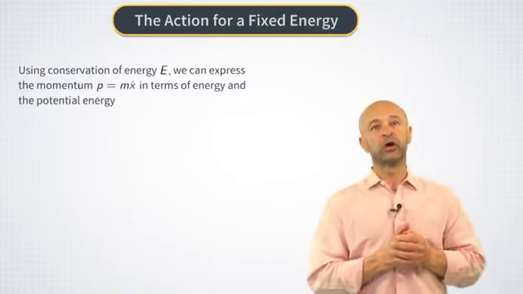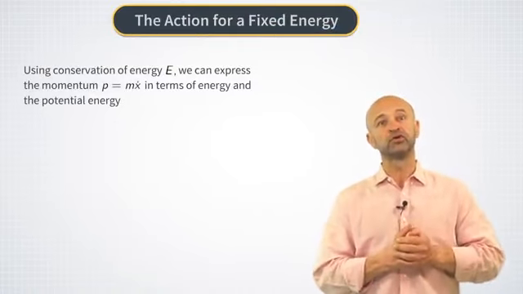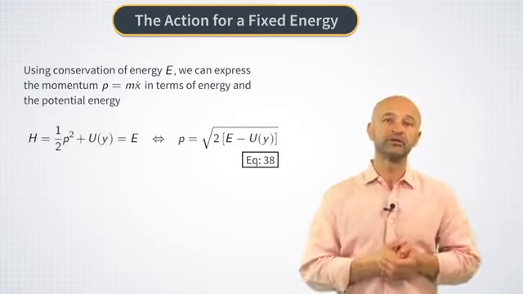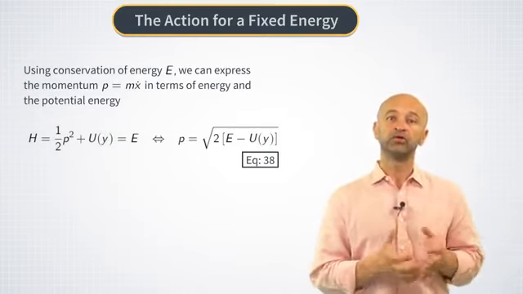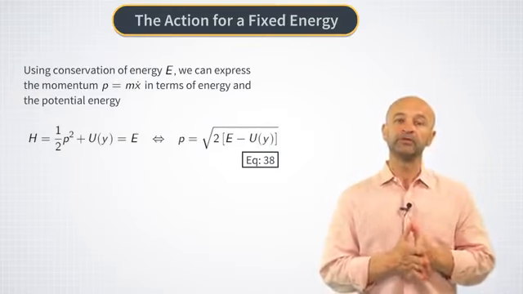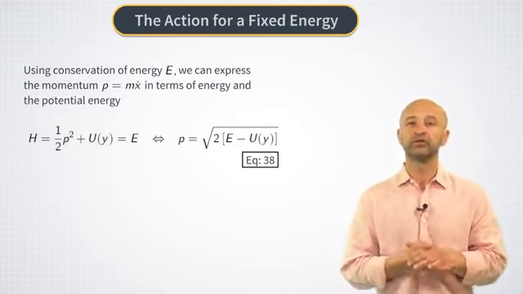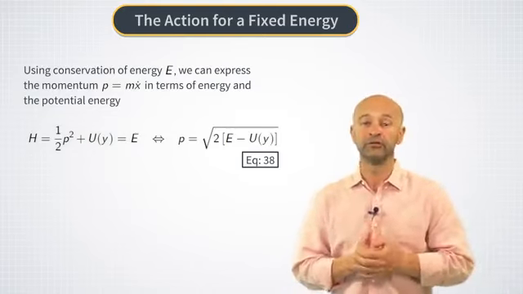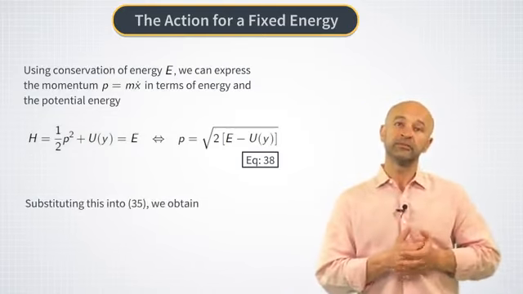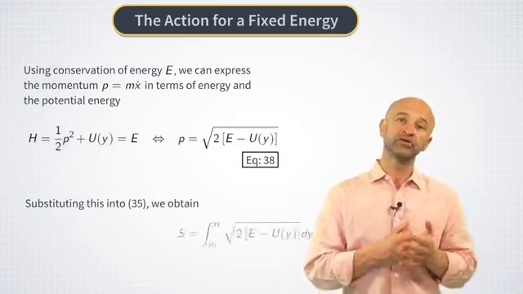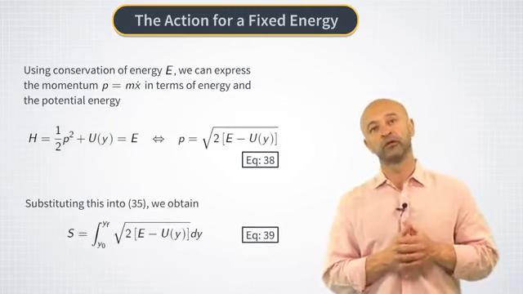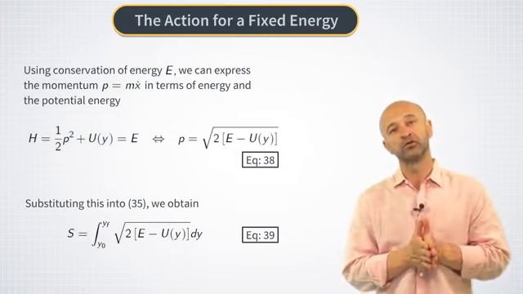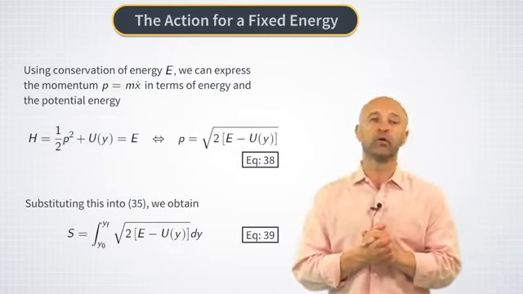It's also useful to use conservation of energy shown here in equation 38 and use it to express the momentum p, which is equal to the product m times x dot, in terms of energy E and potential energy U, as shown on the right of this equation. If we substitute this into the definition of action, we obtain equation 39, shown here. This form gives the action as a function of the terminal position of a particle.